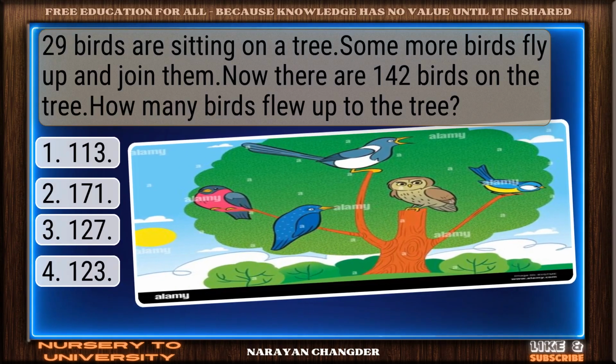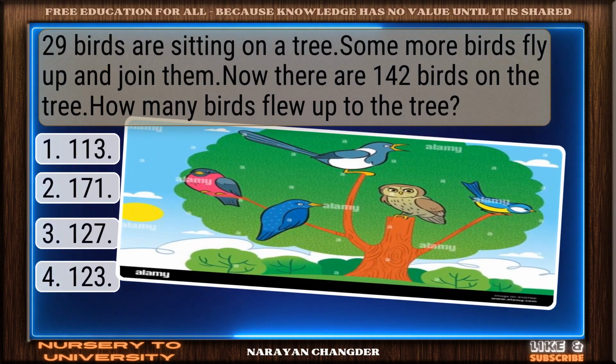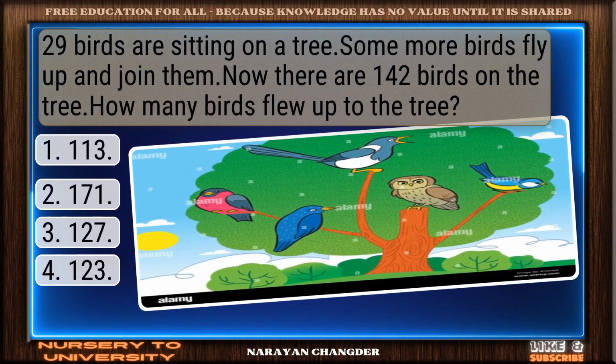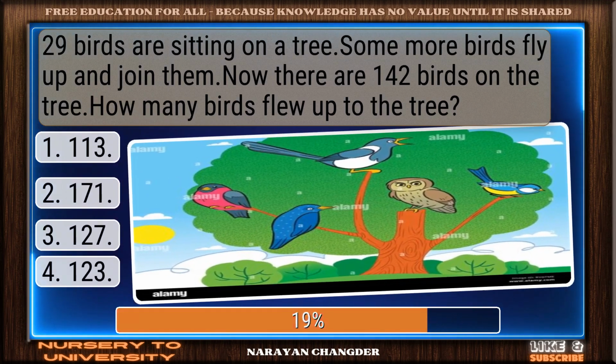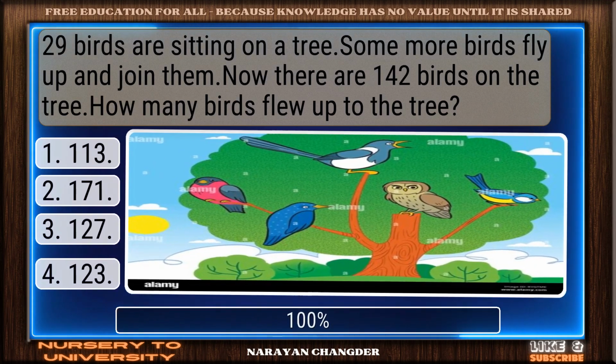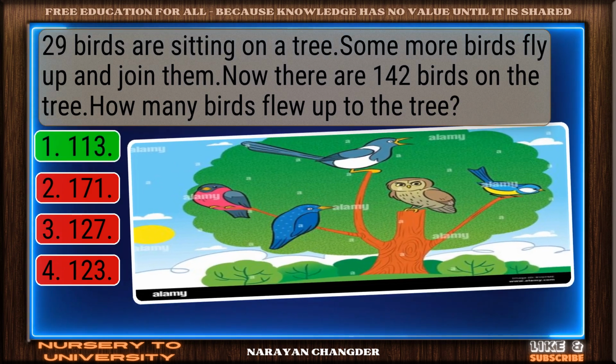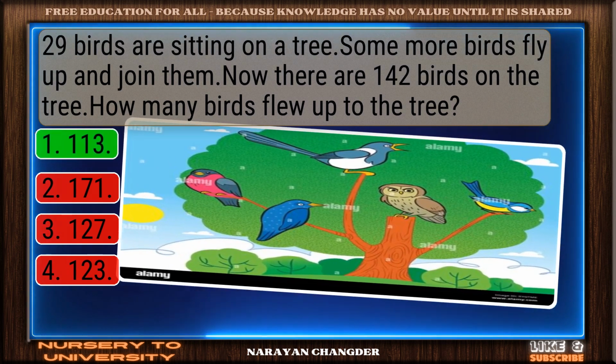29 birds are sitting on a tree. Some more birds fly up and join them. Now there are 142 birds on the tree. How many birds flew up to the tree? Well reasoned. 113 is the correct choice.